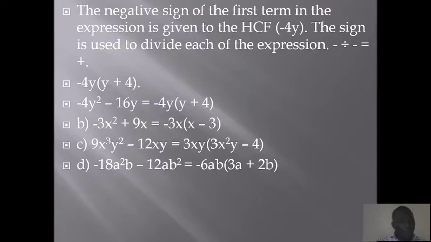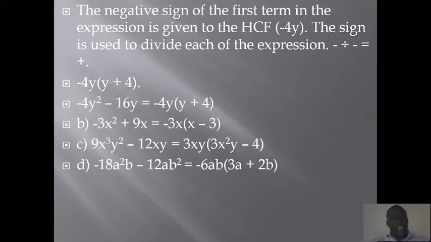So you see, we have negative 4y, open bracket, minus divided by minus is plus, and the final result of 4y squared is y. And negative divided by negative is positive. And our final result of 16y is 4. So the result we have here is negative 4y, open bracket, y plus 4. I hope this one is clear.